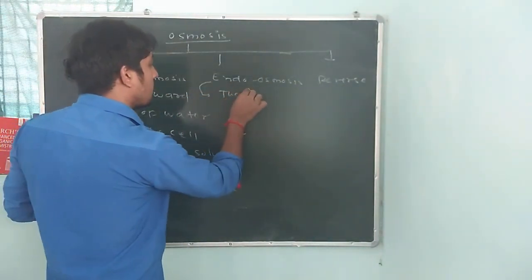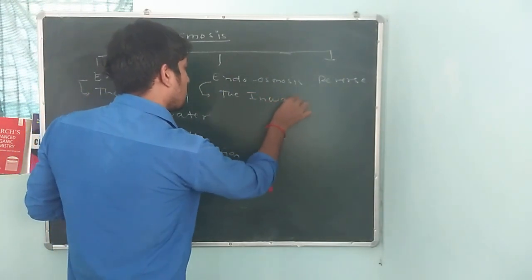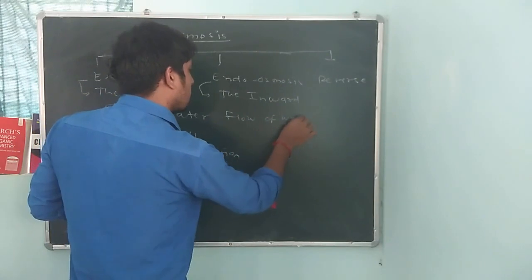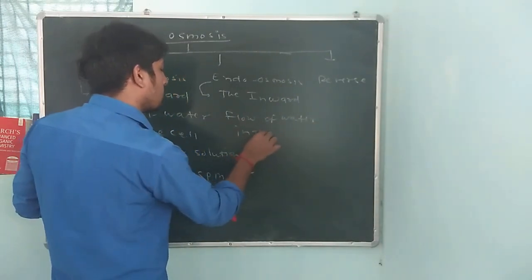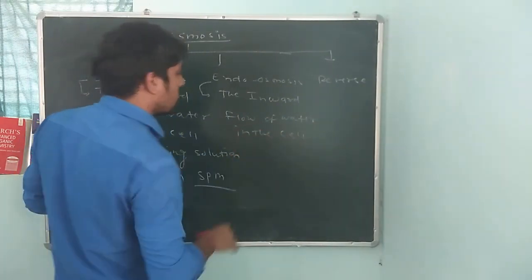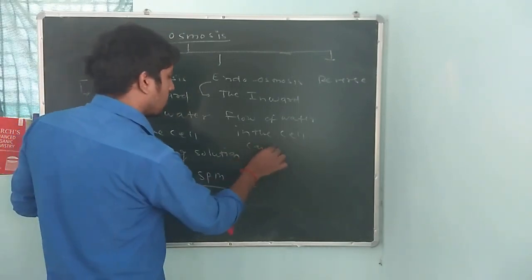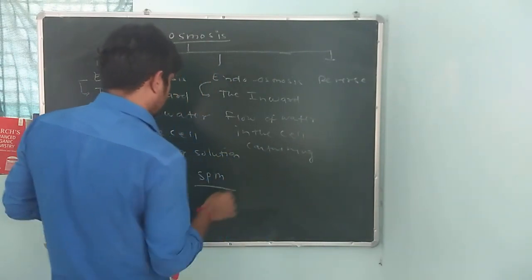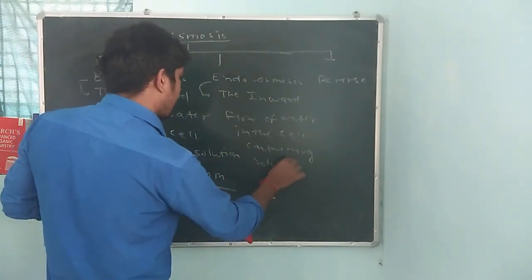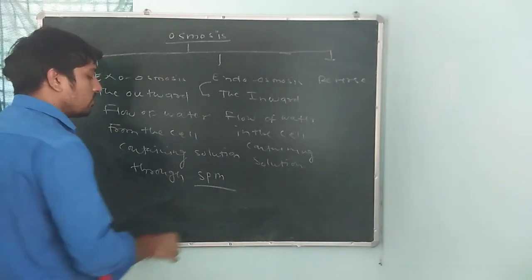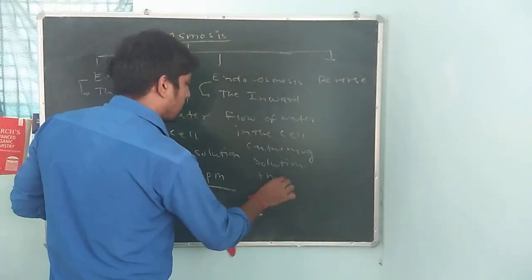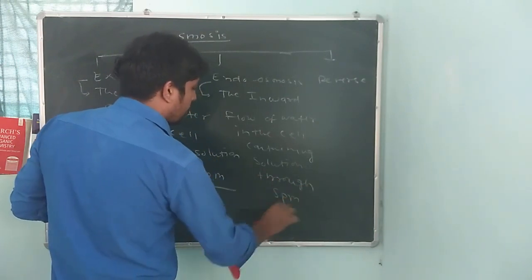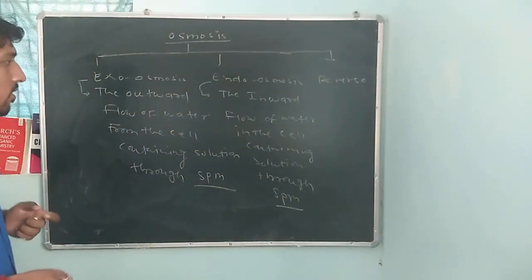And what is the meaning of endoosmosis? The inward flow of water into the cell containing solution through semi-permeable membranes. So this is the definition of endoosmosis.